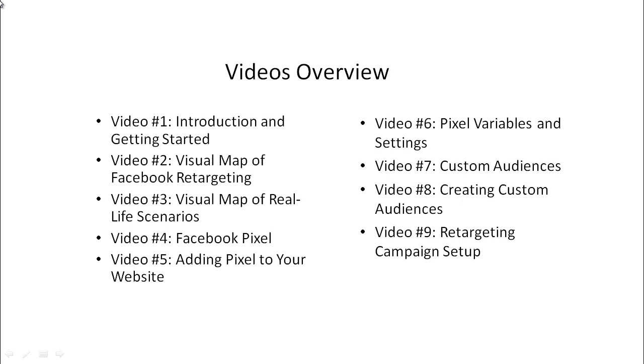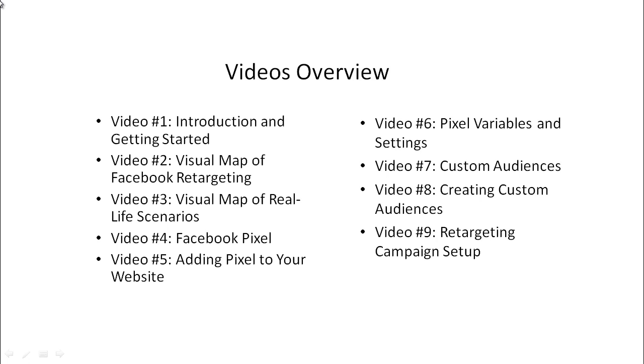Video number 3 will talk about the visual mind map of real life scenarios. By giving you some real life scenarios or real life examples, what this does is it enables your mind to start moving, start jogging with ideas so that you can pick and choose which one you want to go with, and that you begin to understand the whole process of Facebook retargeting. Number 4, we'll talk about the Facebook Pixel, what it is, why it's important, and how you can use it. Video number 5, we'll talk about adding the Pixel to your website, whether you're using WordPress or ClickFunnels, Leadpages, or any other landing page builder.